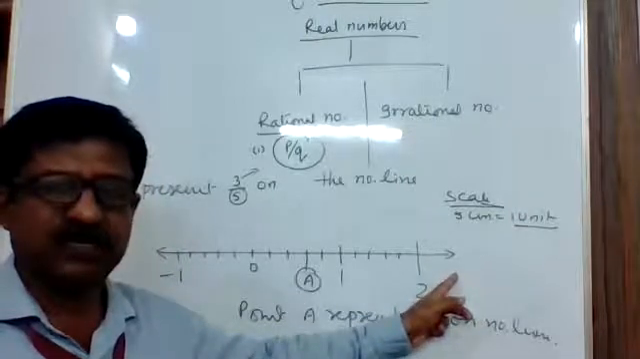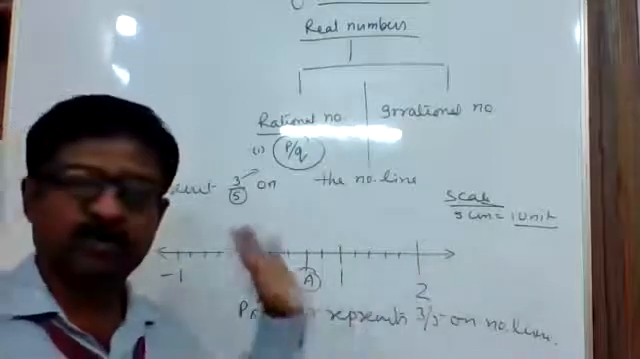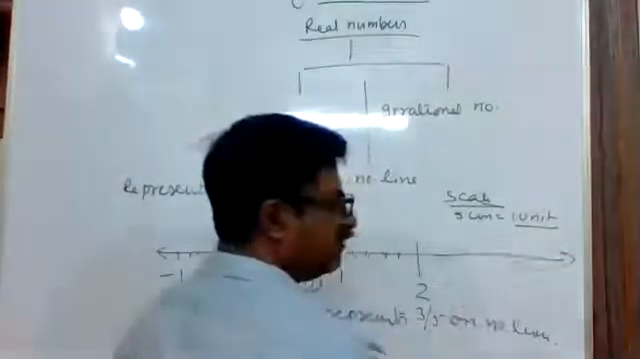For a small mistake, you can lose the mark. Arrow is needed in both the directions. The numbers have to be written on both the sides. Don't leave it like this.